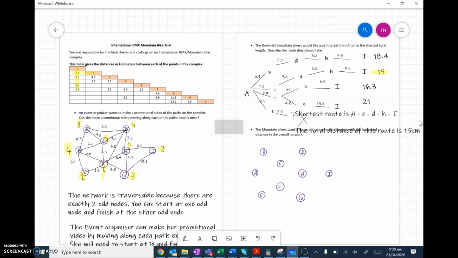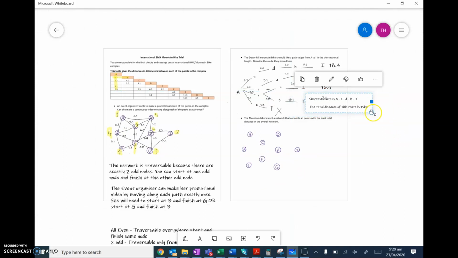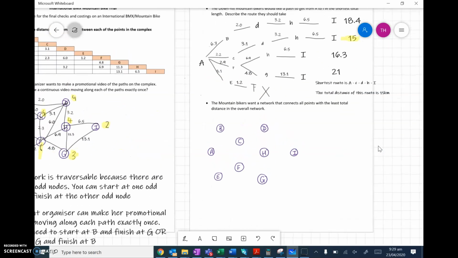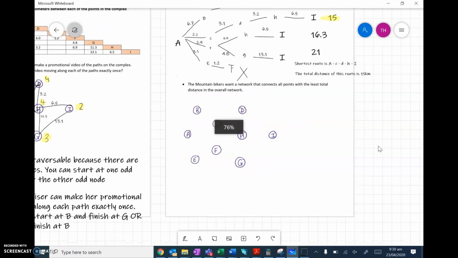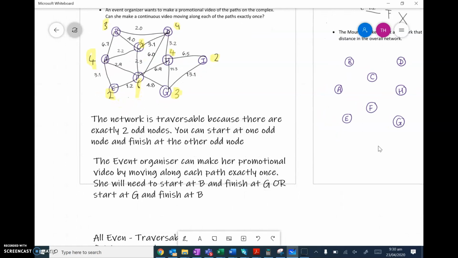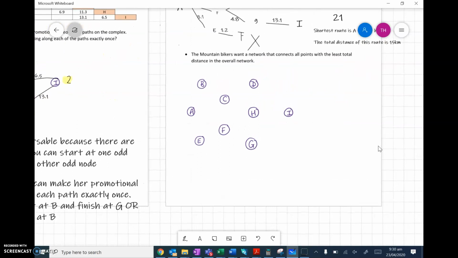I'm going to run out of space on the worksheet for that, but I'll just make it smaller and squeeze it in. Okay, I can squeeze in off the side a little bit. Okay, and finally, minimum spanning tree. It's the easiest part. Well, it takes less work. Traversability is the easiest part, but this one's pretty straightforward too. What I'm going to do is make my minimum spanning tree, which they ask you the least total distance over all networks that connects all the points.